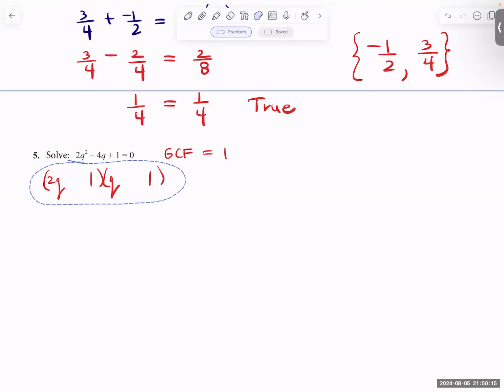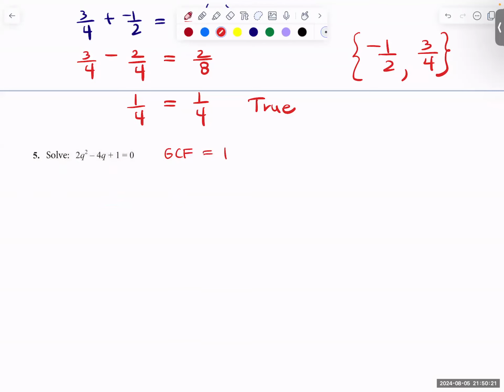Also, you can do the discriminant test for factorability, which says if we take from the quadratic formula b squared minus 4 times a times c, and from standard form replace b with negative 4, and substitute for a positive 2 and c is 1, we get 16 minus 8, which is not a perfect square. So if the discriminant value is not a perfect square, that means the trinomial cannot be factored.